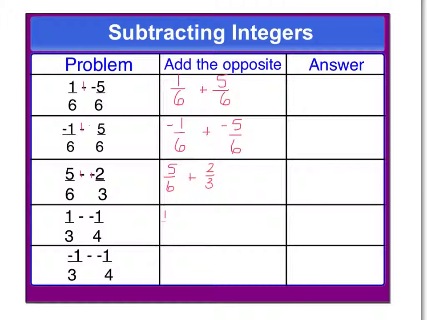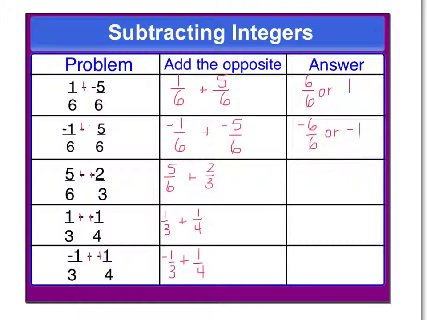Okay, we want to keep the 1/3, change it to addition, and the opposite of negative 1/4 is positive 1/4. Keep the negative 1/3, change it to addition. The opposite of negative 1/4 is positive 1/4. So then we want to go through and figure out our answer. 1/6 plus 5/6, they already have a common denominator, so that's going to give us 6/6 or 1. We have a common denominator on the next one, negative 1/6 plus negative 5/6. They're the same sign, so we're going to add them. It's going to give us negative 6/6 or negative 1.